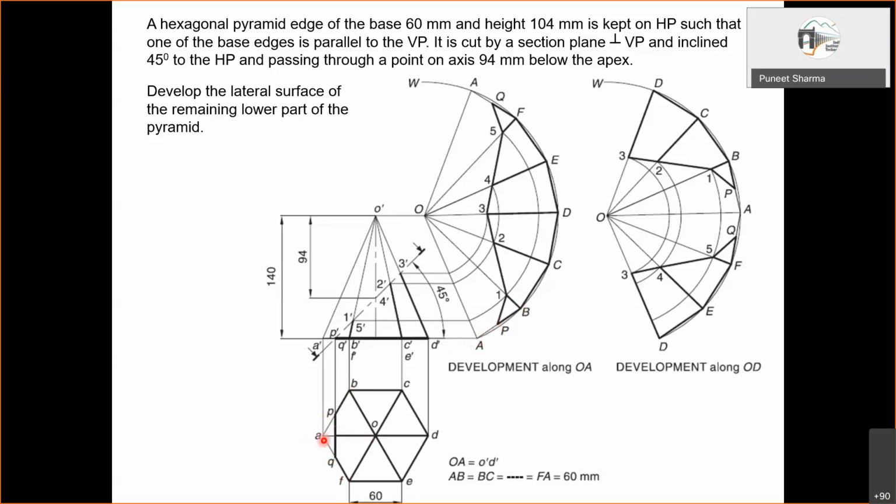So AB is this. We measure how much away P is from A. We mark that distance from A onto this AB, and we locate P. Likewise for Q, how much away from A Q is, we mark on the AF with the same distance. So we locate Q. And now the retained part, all you will have is straight edges.